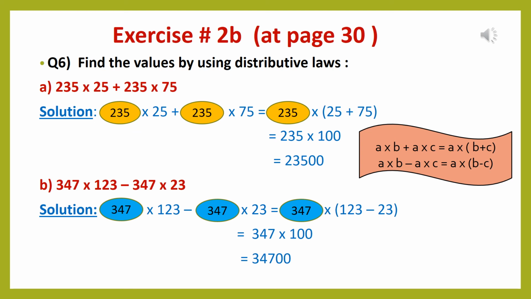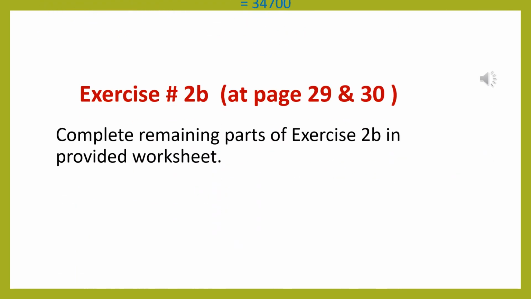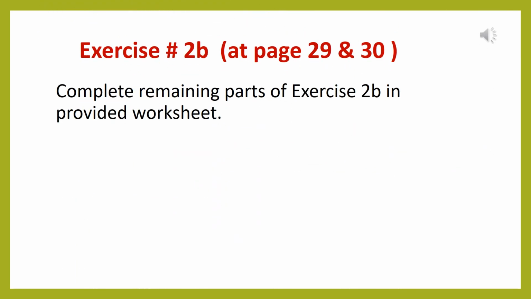Come to the next part. Here we will use the distributive law of multiplication over subtraction. In this part, we have 347 in common, so we will write 347 once, and then 123 minus 23 is left. Solve parentheses first, in which 123 minus 23 is equal to 100, and then multiply with 347, which is equal to 34,700.